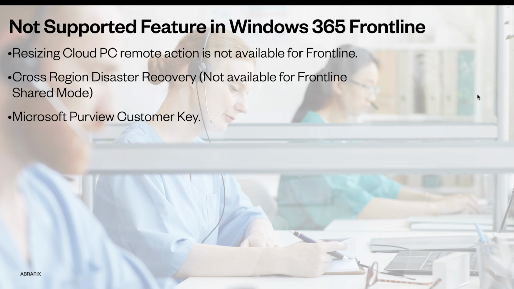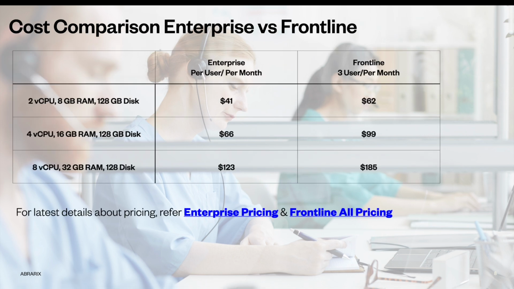Now let's talk about the most important part, which is cost. This is where Frontline really stands out. In the enterprise model, you pay per user, but with Frontline, you can support multiple users with fewer licenses, which means lower cost, better utilization, and higher return on investment.